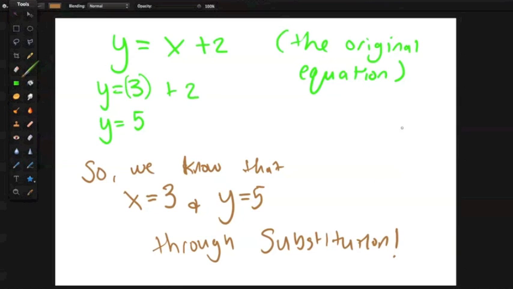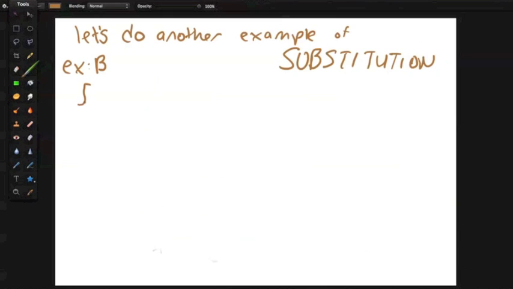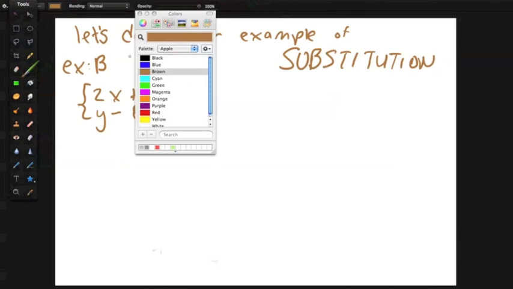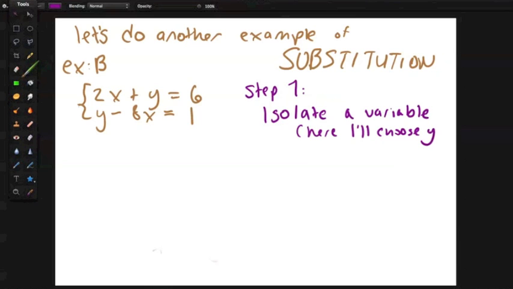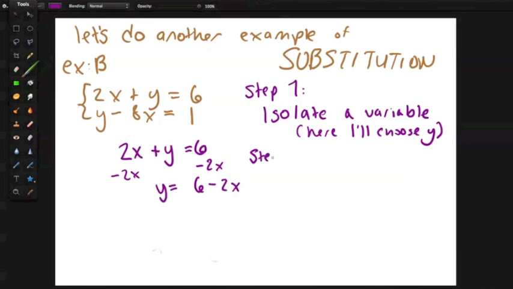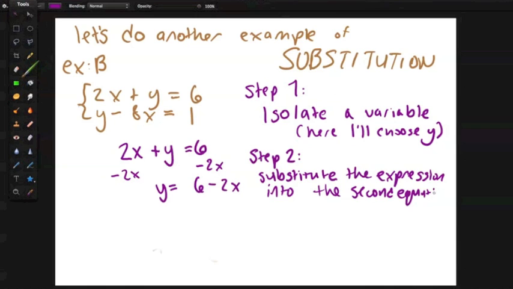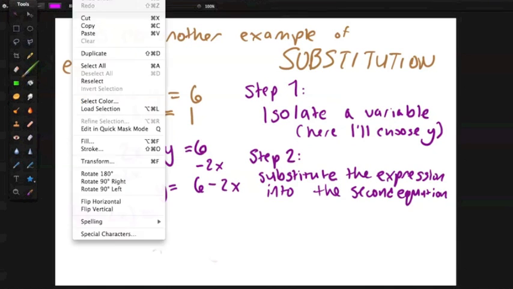Let's do another example. In this new example, I have two new equations, 2x plus y equals 6 and y minus 8x equals 1. I'm going to first isolate one of the variables, in this case y. I'm going to take 2x plus y equals 6 and move the 2x to the other side so I can get y equals 6 minus 2x. Then I'm going to substitute that 6 minus 2x into the other equation. So it's going to be 6 minus 2x minus 8x equals 1.